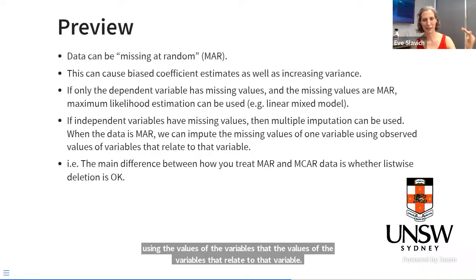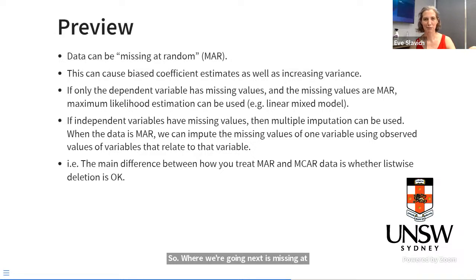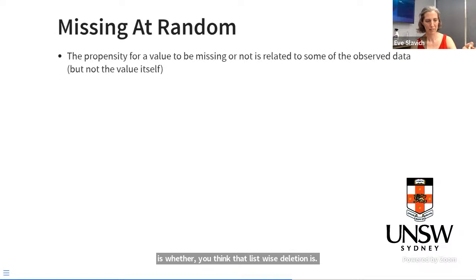So where we're going next is that missing at random is going to be really easy to handle now that we've done missing completely at random, because the main difference is whether you think that listwise deletion is okay. If the data is missing at random, the propensity for a value to be missing or not is related to some of the observed data, but not the value itself.